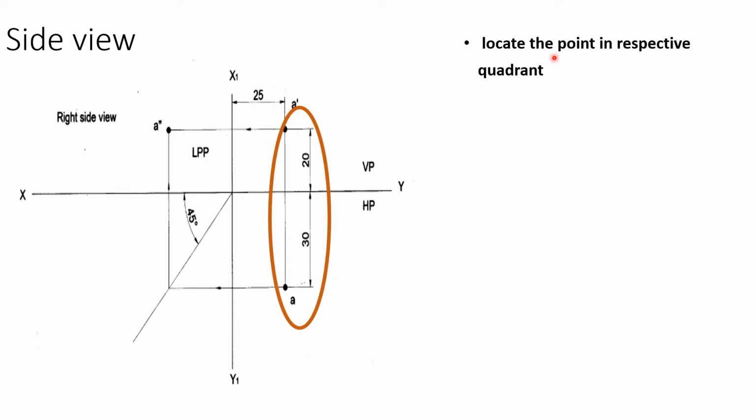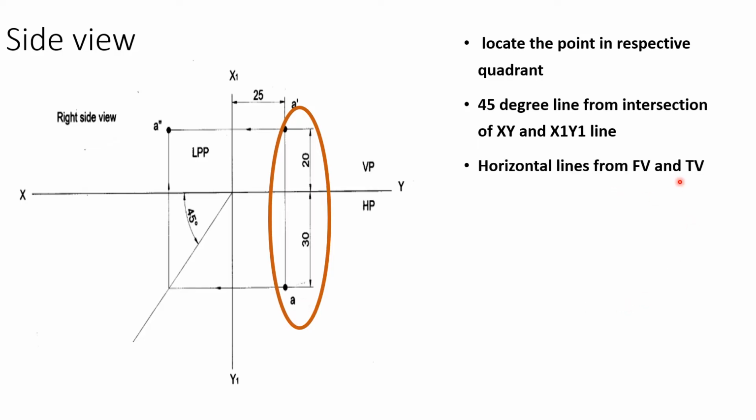That's the first thing. The second thing is there will be a 45-degree line from the intersection of XY and X1Y1. This is the XY line, this is X1Y1, and if it is asked for a RSV, it should be projected on the LPP, that's the left profile plane. So there should always be a 45-degree line in front of the top view, irrespective of whether the top view lies below or above.